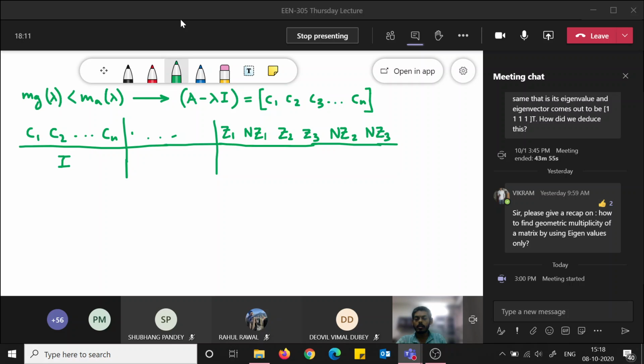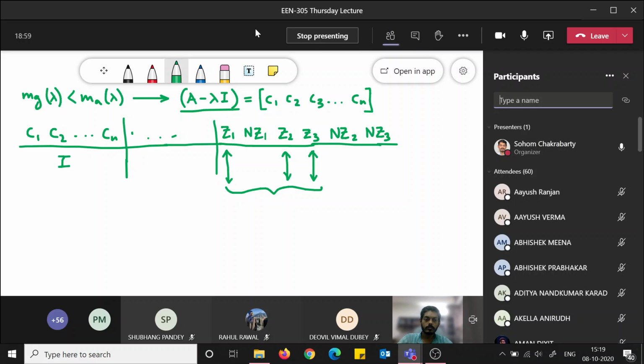So these vectors which are coming at the bottom of the zero columns are the basis vectors of the null space of A minus lambda I. They are the basis vectors of the null space of A minus lambda I. However, the question is which of these, or a particular combination of these, will form the initiating vector of the entire chain of generalized eigenvectors.